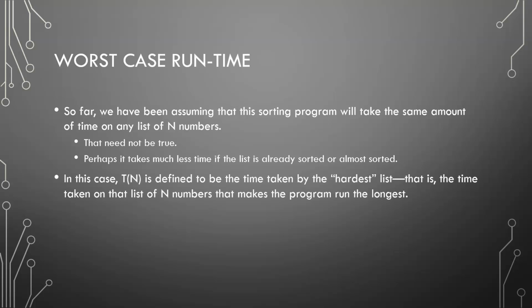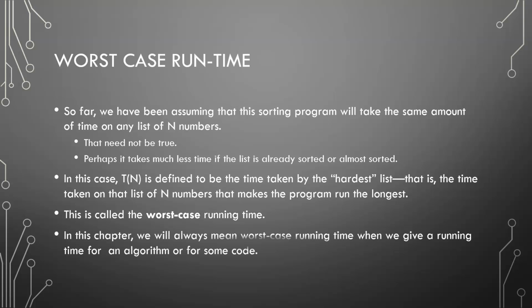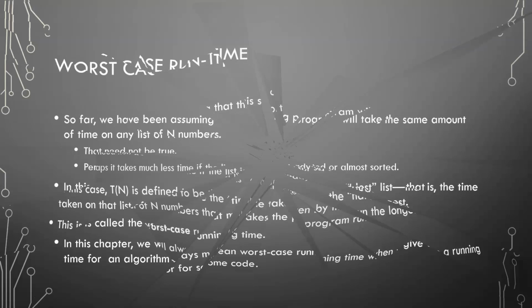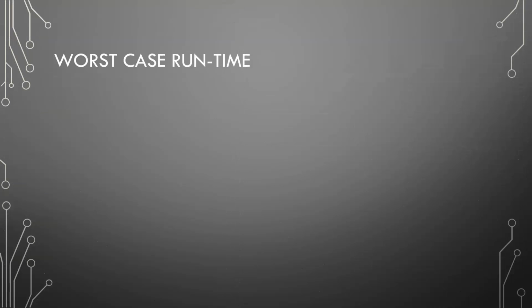In this case, therefore, T(n) is defined to be the time taken by the hardest list. That is, the time taken on the list of n numbers that makes the program run the longest. This is, of course, called the worst case running time. Now, in this chapter, we're always going to mean worst case running time when we give a running time for an algorithm or some code. So we're looking at things from the worst case perspective, not the best case.